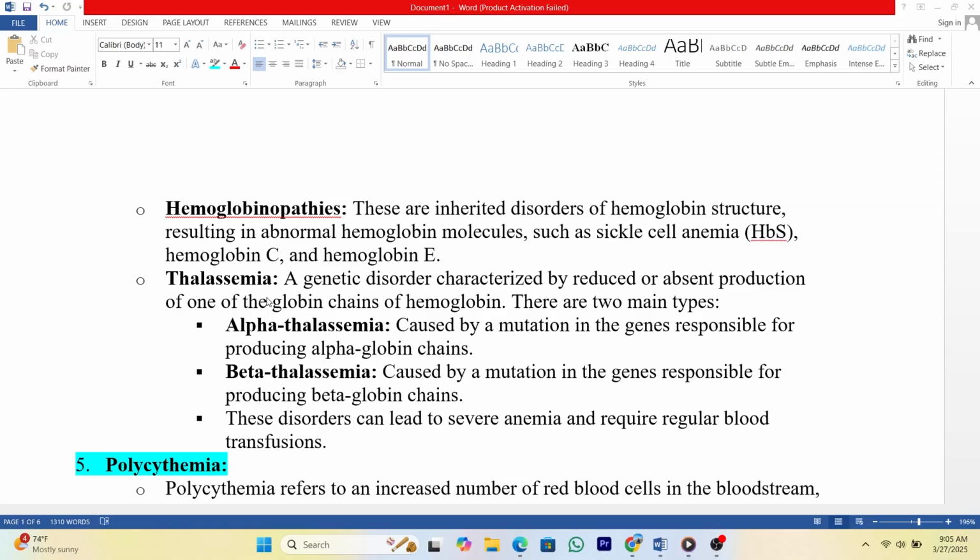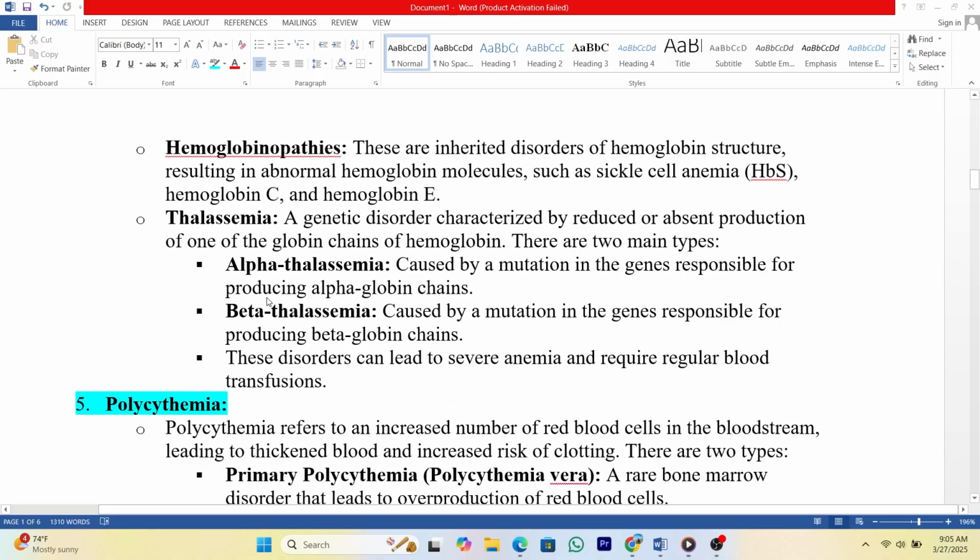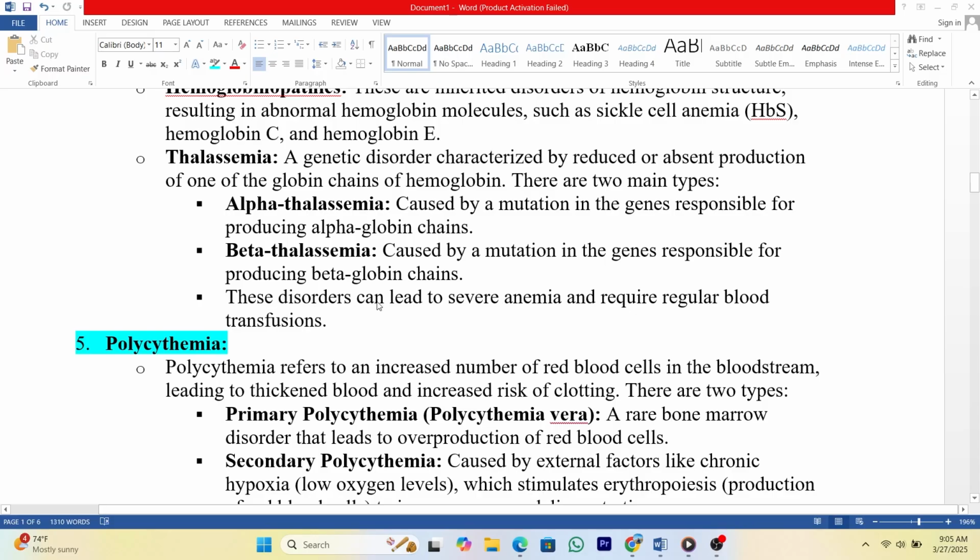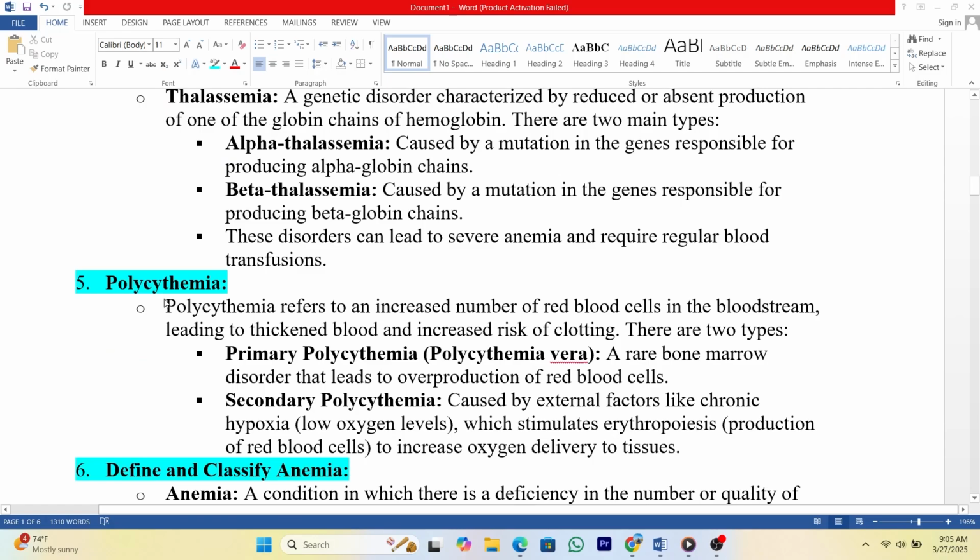of hemoglobin. There are 2 main types. Alpha thalassemia, caused by a mutation in the genes responsible for producing alpha globin chains. Beta thalassemia, caused by a mutation in the genes responsible for producing beta globin chains. These disorders can lead to severe anemia and require regular blood transfusions.